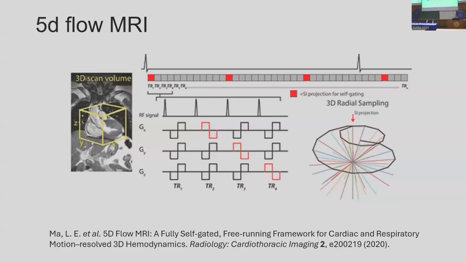5D flow is a free-running, free-breathing flow-encoded sequence that gives you flow over 3 dimensions and also the cardiac cycle and the respiratory cycle. This is enabled for our purposes with self-gating and 3D radial golden angle sampling. The use of this strategy allows us to arbitrarily subdivide K-space into these multiple motion states.